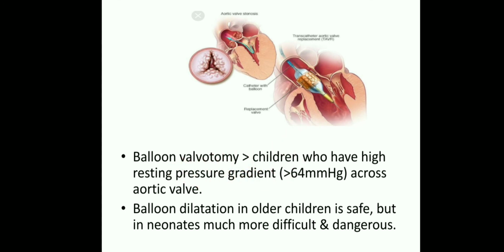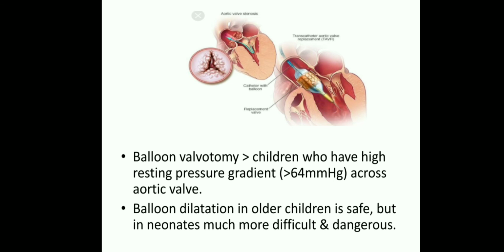Balloon dilatation in older children is safe, but in neonates it is much more difficult and dangerous. Sometimes they are doing the balloon valvotomy; otomy means to open. In some conditions they are doing the balloon dilatation itself only, they won't do the valvotomy. Just they are dilating the balloon and then removing that balloon, so whatever fibrous tissue and narrowing is there is removed.